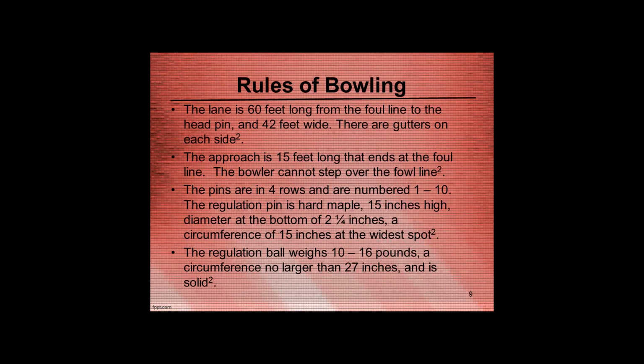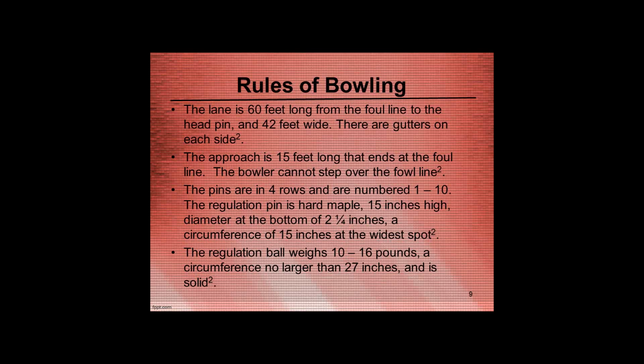Now as for the rules of bowling. A regulation lane is 60 feet long from the foul line to the head pin and 42 inches wide. There are gutters on each side. The approach is 15 feet long and ends at the foul line. The bowler cannot step over the foul line. The pins are in 4 rows, and they are numbered 1 to 10, but it's not numbered on the floor. They're just put in a triangular shape with the single row in the front and the longest row in the back. The regulation pin is hard maple, and it's 15 inches high.